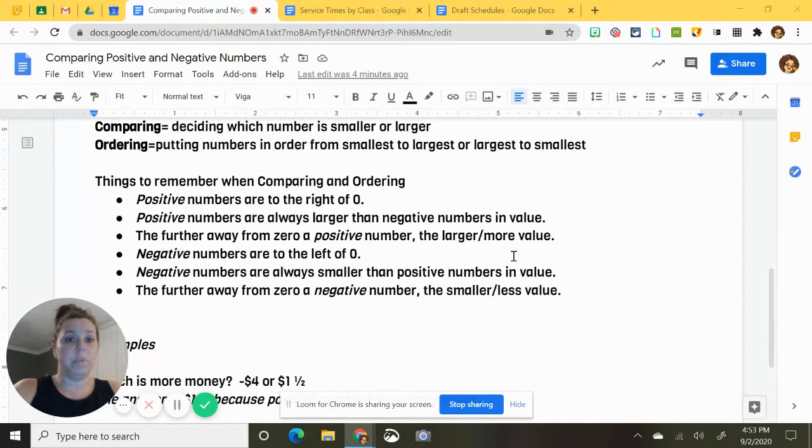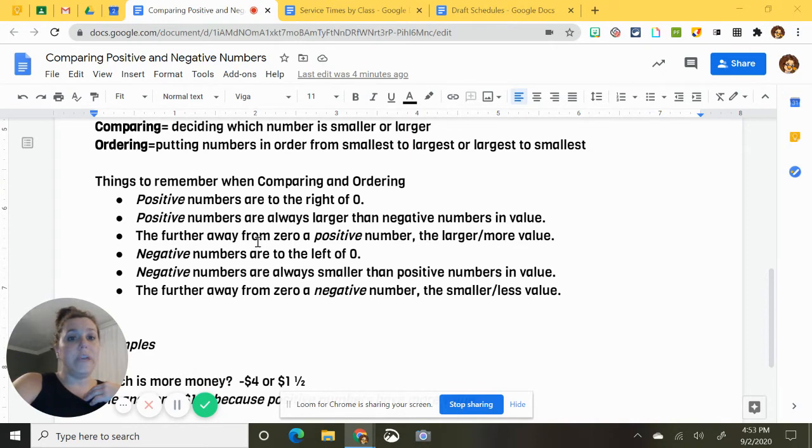Here are some things to remember with your positives and negatives. Positive numbers are always to the right of the 0 on a number line. Positive numbers are always larger than negative numbers in value. So if you think about it, like you owe your mom $5, let's say, and then your sister has $20 in her purse. Who has more money? Your sister, because she has a positive value and you have a negative.